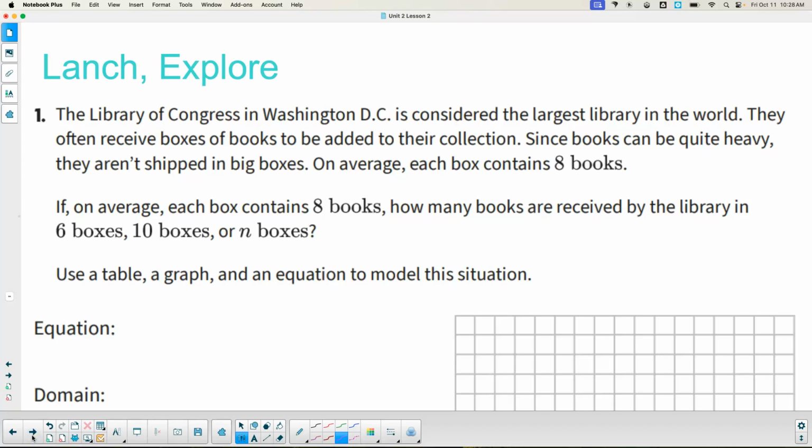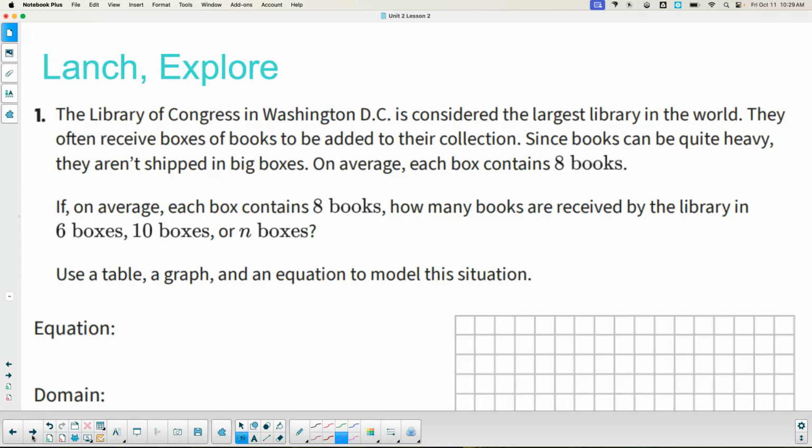So now the wordage is at the bottom of page 14, but the work is going to go at the top of page 15. The Library of Congress in Washington, D.C. is considered the largest library in the world. They often receive boxes of books to be added to their collection. Since books can be quite heavy, they aren't shipped in big boxes. On average, each box contains 8 books.